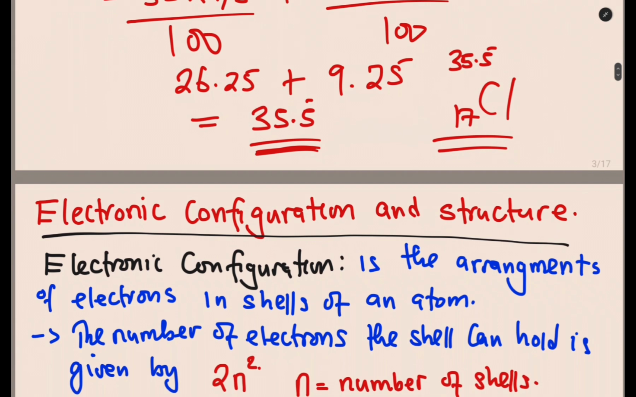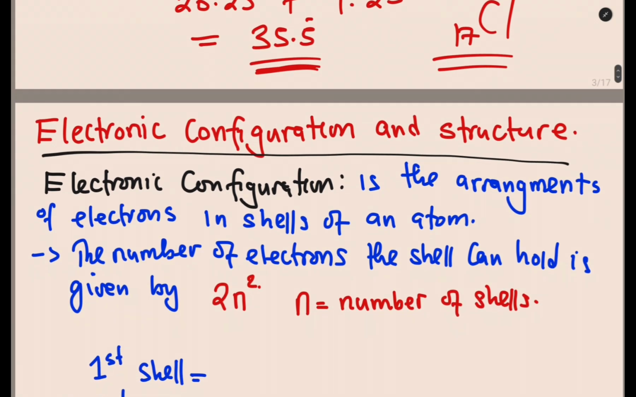All right, aside from isotopes, the other part that you should know is how to write electron configurations and also structures. So let us look at electron configurations and structure. What is an electron configuration? When writing an electron configuration, you are just showing the arrangement of electrons in the shells of an atom. That is what we call electronic configuration.